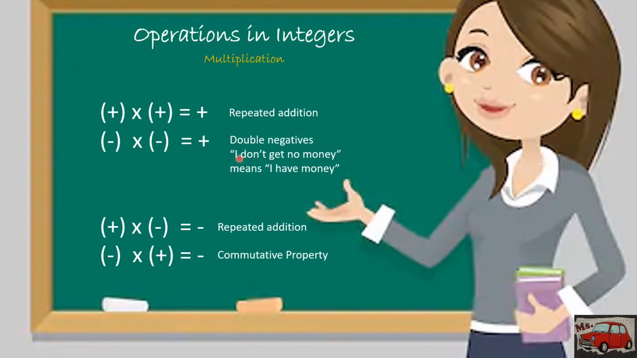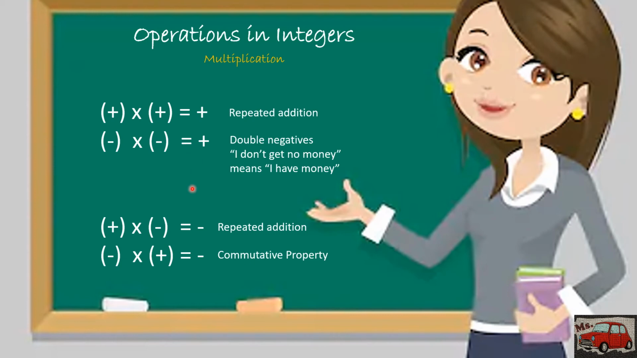Okay? So, pag sinabi namang negative times negative, ang ibig sabihin niyan, kapag meron tayong double negative, parang nagsasabi tayo ng, I don't get no money. Ibig sabihin, I have money. Ibig sabihin, meron siyang pera. Okay? So, in short, when you have double negatives, ang ibig sabihin lang nun is positive. Okay? So, pag sinabi negative 2 times negative 3, positive lang din yung sagot nun.